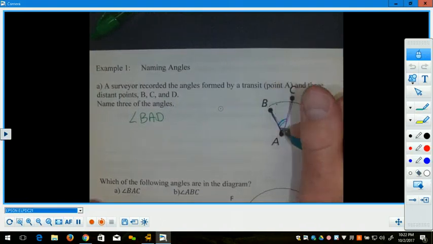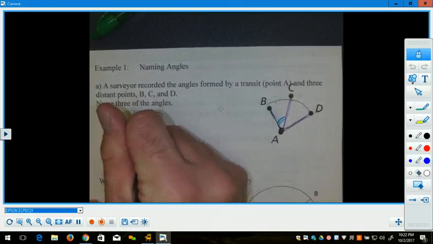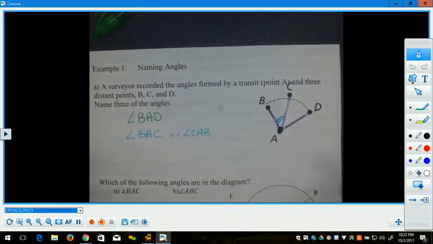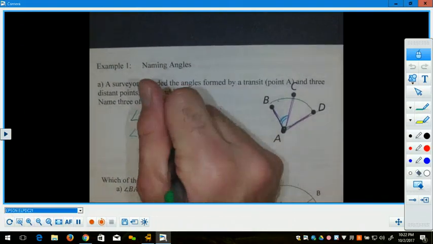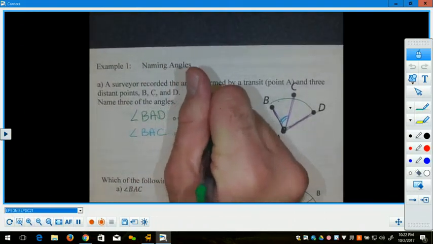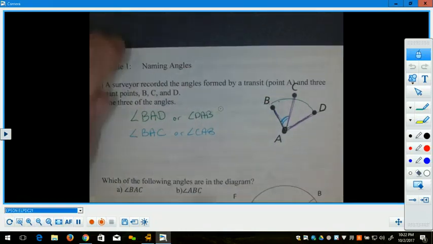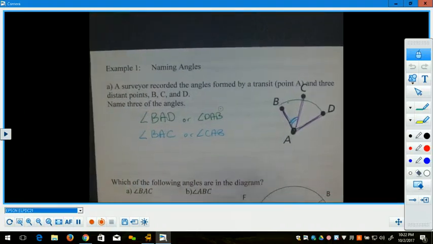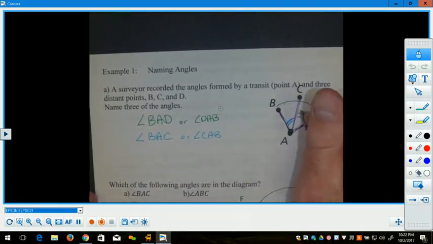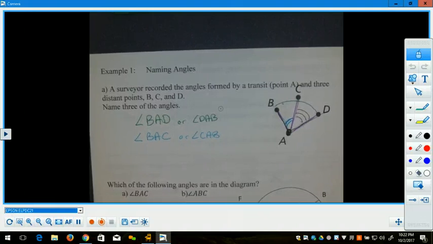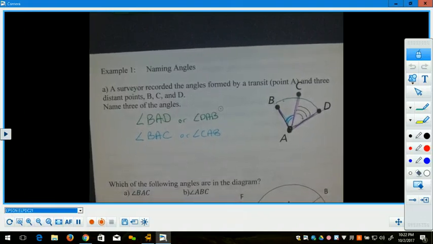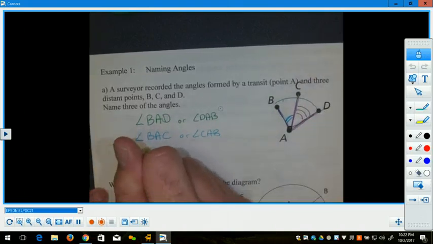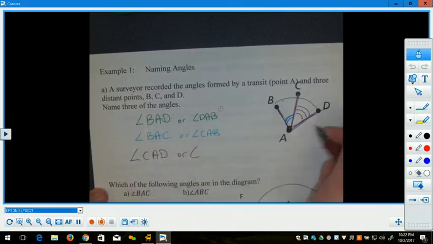It goes from B to A to C, so angle BAC. You could also call that angle CAB. Just like on angle BAD, you could call it angle DAB. Those are really the same angle, so if you name those, they're not two different angles, they are the same. And then the last one I'm going to name is this one over here, and I'm using different marks to show that they're different. So we have angle CAD, or angle DAC.